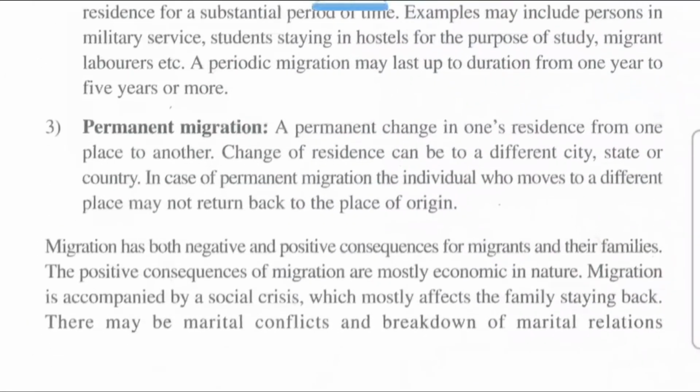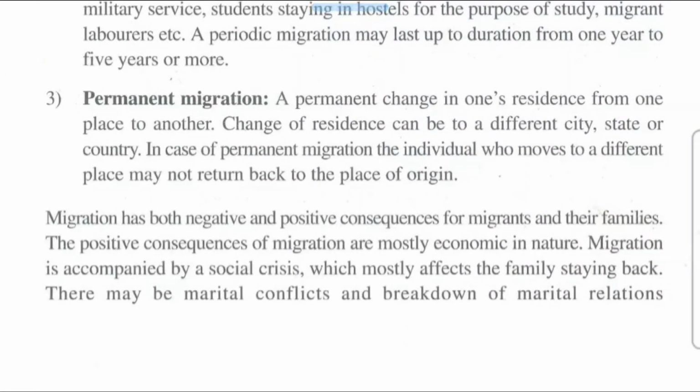3. Permanent migration. A permanent change in one's residence from one place to another. Change of residence can be to a different city, state, or country. In the case of permanent migration, the individual who moves to a different place may not return to the place of origin. Migration has both negative and positive consequences for migrants and their families.